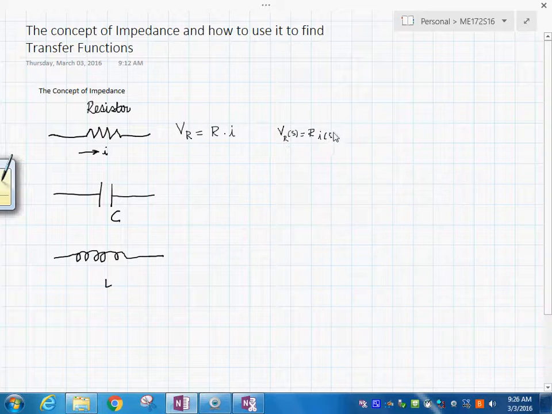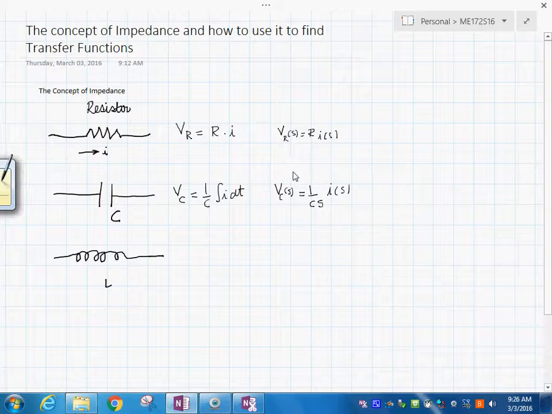So in this case, we could write for the second one, V sub C is 1 over C times the integral of I dt, right? That's the basic equation. If we apply the Laplace transform to this, you will have the voltage of C is 1 over C times S times I of S, right? Because the integration is always 1 over S. That's the reason for this.